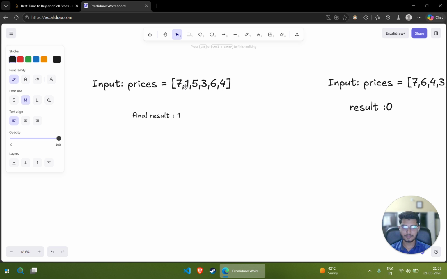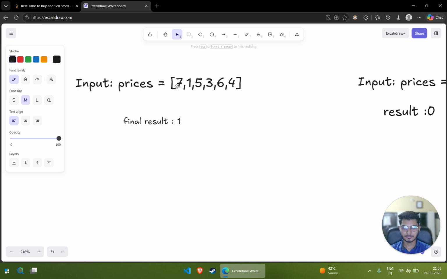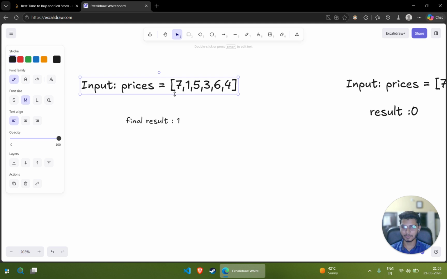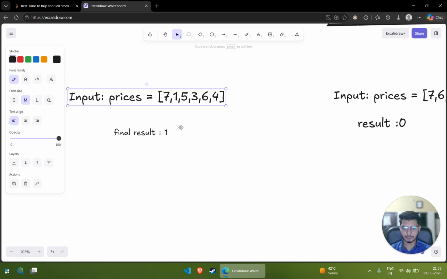You cannot sell first. Like if I buy at 7, I cannot sell at 1. And if I buy at 1, I cannot sell at 7 because that will be in the past. I cannot go to the past. So that's the main idea.